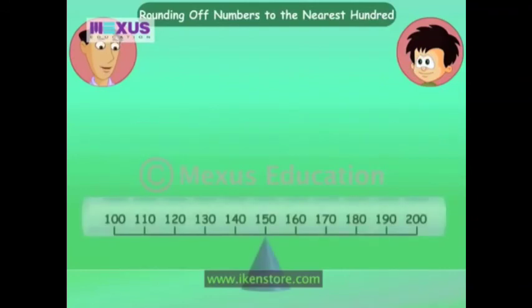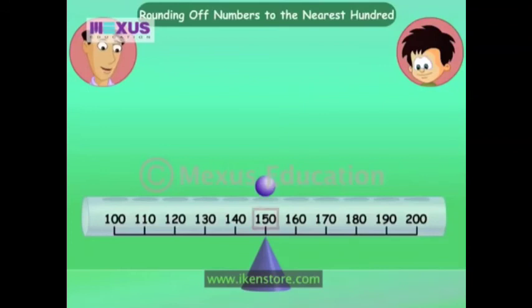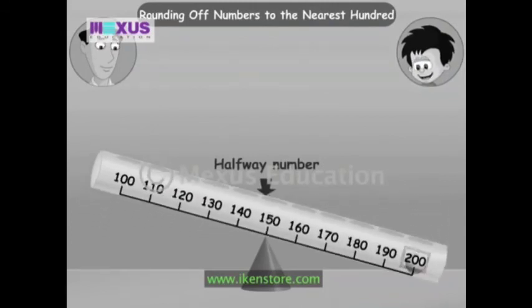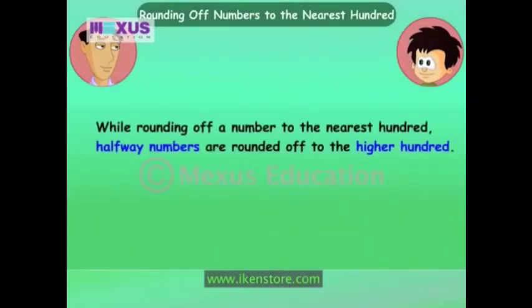Exactly. And where will the ball go if it is placed at 150? 150 is the halfway number between 100 and 200. So it will be rounded off to 200. Correct. While rounding off numbers to the nearest 100, halfway numbers are rounded off to the higher 100.